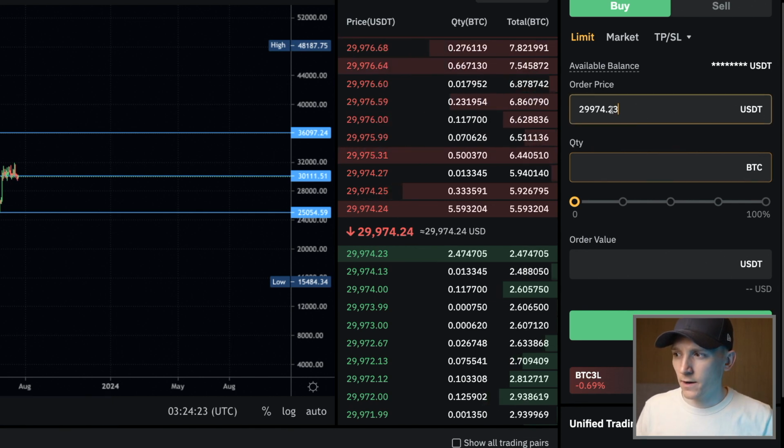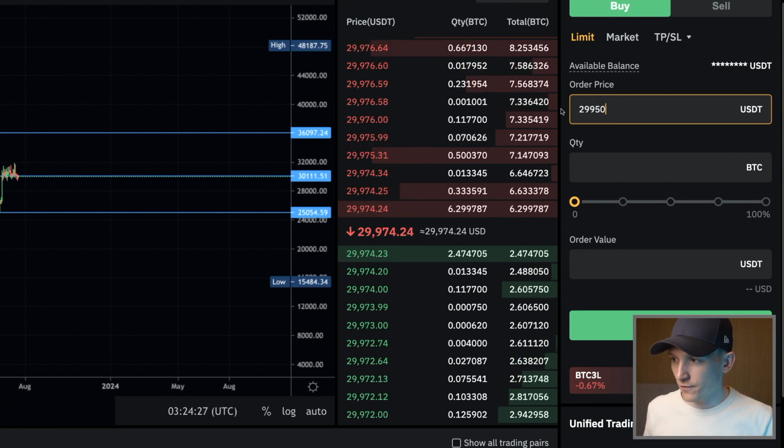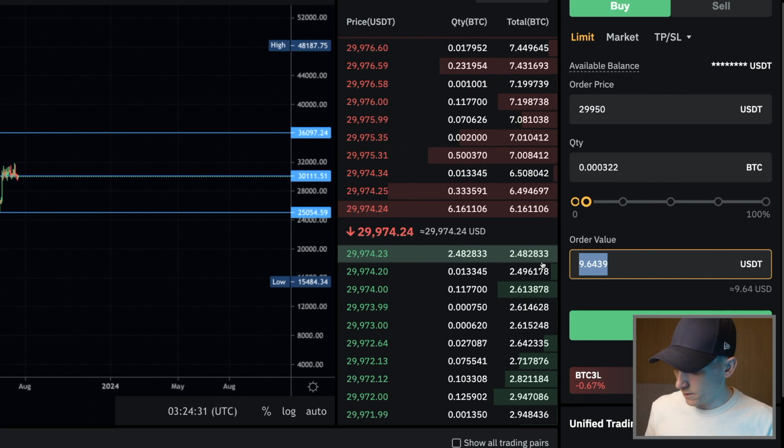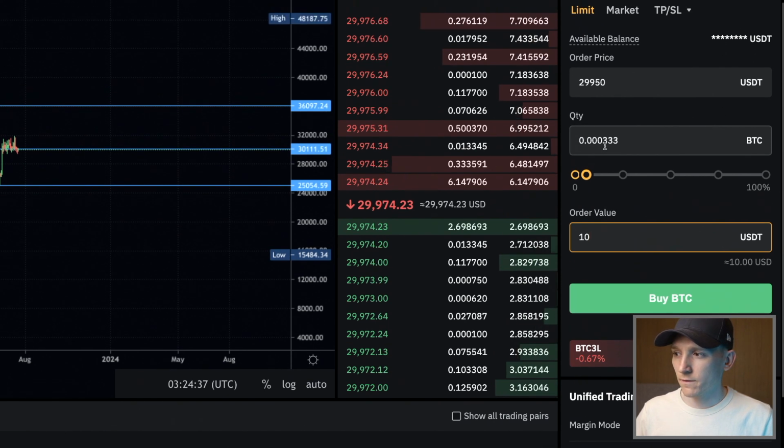So what I'm going to do here is choose 29,950. And I want to buy $10 worth. You can see the order value. I can put $10 worth here and it works it out now. It knows the exact quantity that I want to buy because it's 29,950 and the order value is 10.